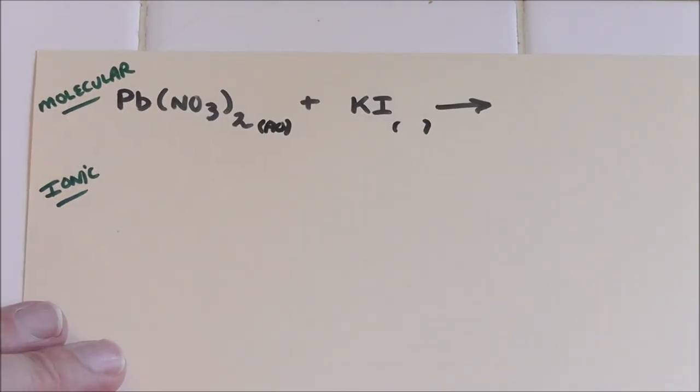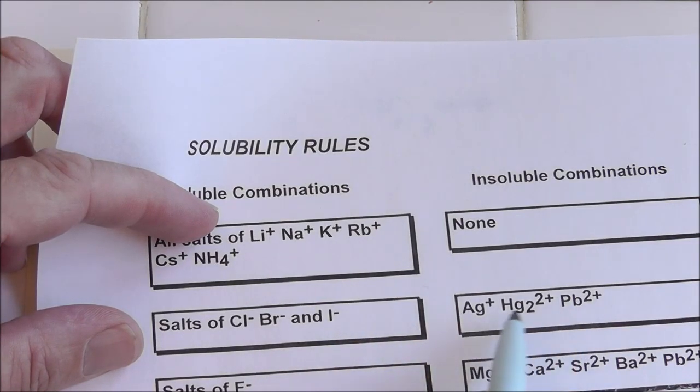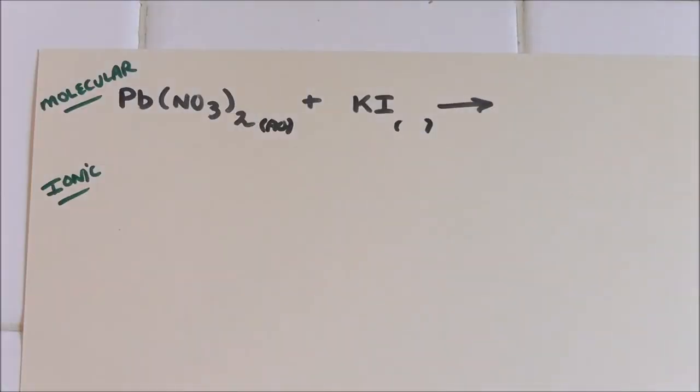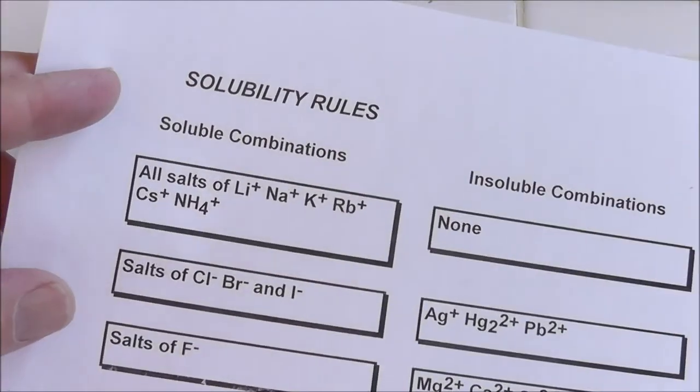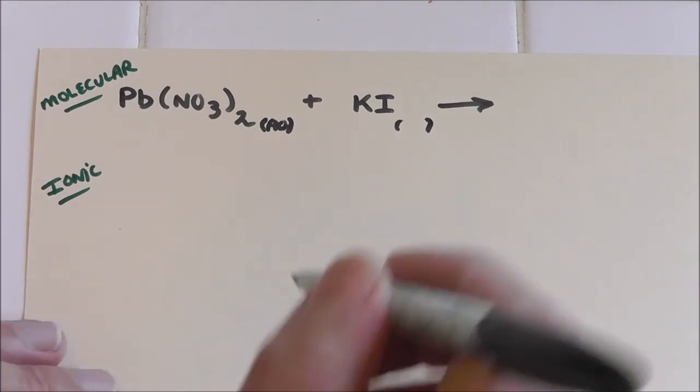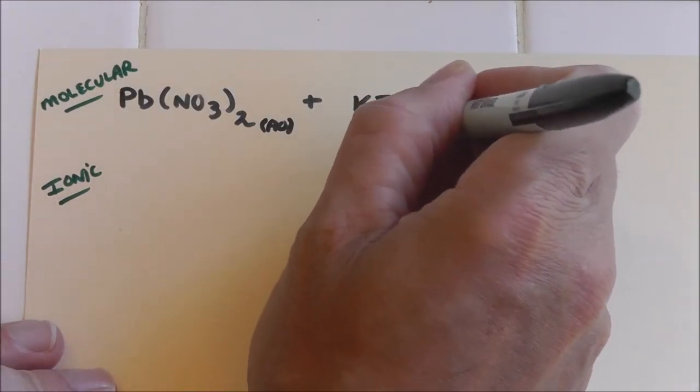All right? And then I've got iodide here, and insoluble exceptions or combinations that aren't soluble would be silver, mercury, and lead. But potassium, everything with potassium is always soluble. So you've got two things pointing to the fact that that's going to be an (aq) in there.